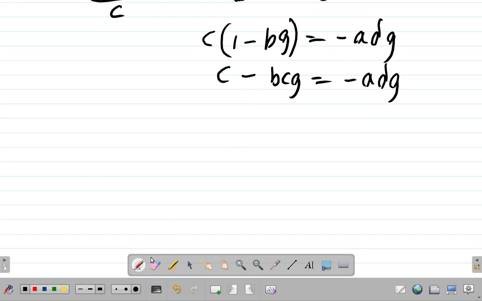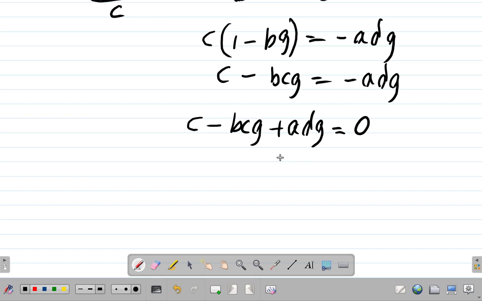Alright. Now, let's not switch it around this time. That's what we did last time. Let's do it without switching them. If we add ADG to both sides, what will we have? What we will get is C minus BCG plus ADG equals 0. See that?